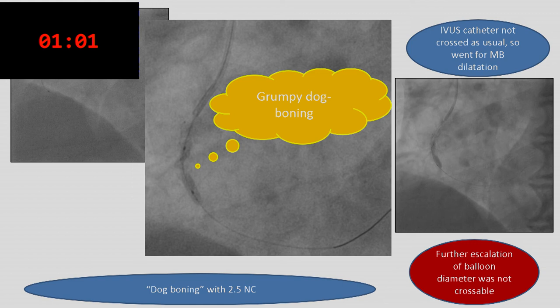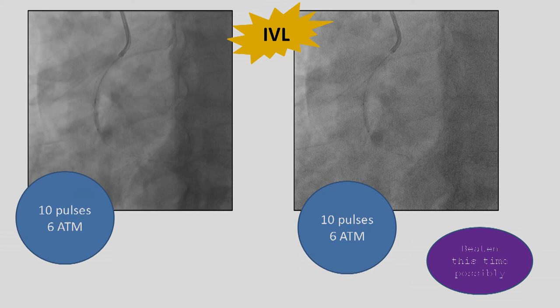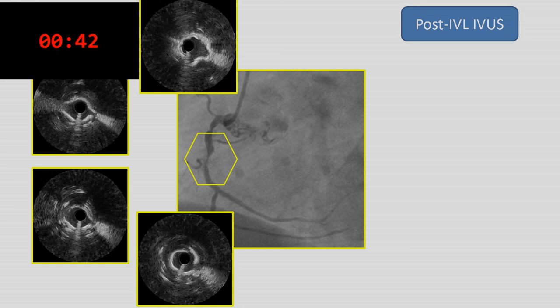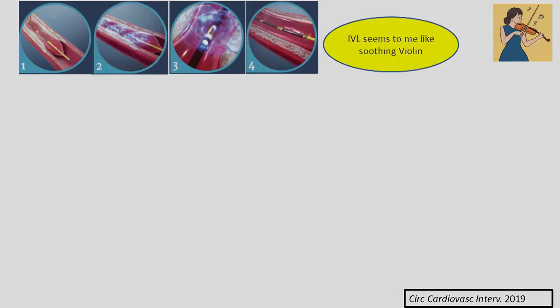So in some segments, almost 360 calcifications. Better to take an IVL for this case. And what we have done, the 30 pulses yet didn't work. And then another 40 pulses, then it has been beaten. And then post IVL IVUS, you see how much crack has been done in that segment. So ultimately, the stenting was very much beautiful here. And no other possible problems even in the final IVUS.